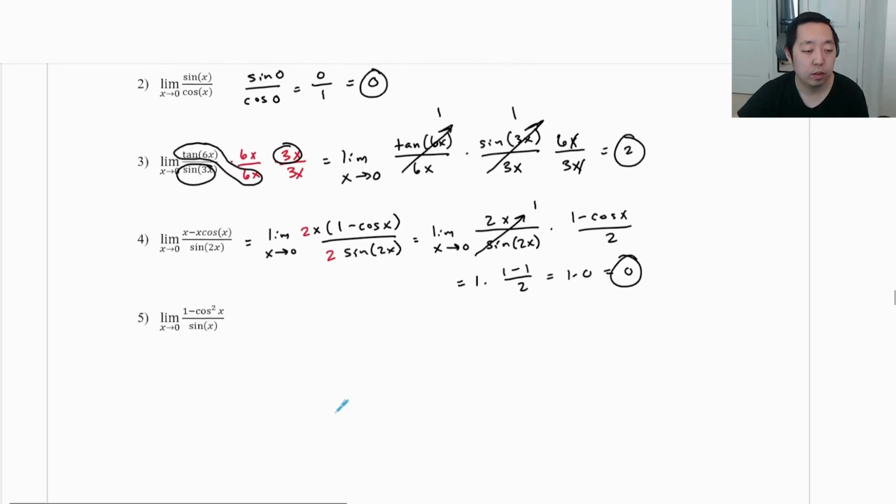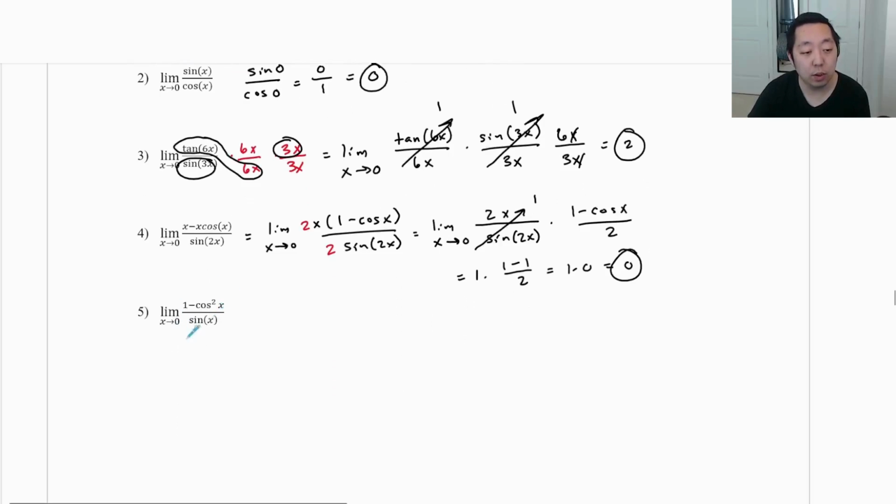Okay. Now, how about this one? This one is a little bit more simple. Again, if I plug in 0, I'm going to get 1 minus 1, which is 0, divided by 0. But what can I do here? This one I can actually just manipulate by doing a trig identity. You should be able to recognize that 1 minus cosine squared x is sine squared x. That's one way you could do this. So then we could make this sine squared x over sine x, and then we can cancel, and then we just plug in 0. What's sine of 0? Sine of 0 is 0.